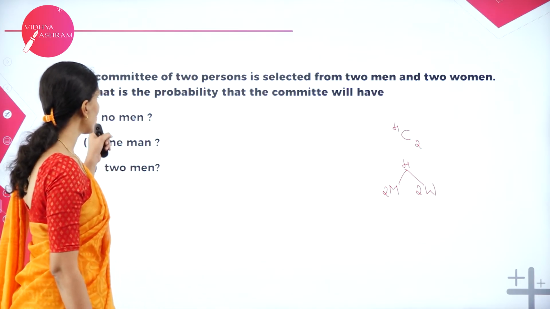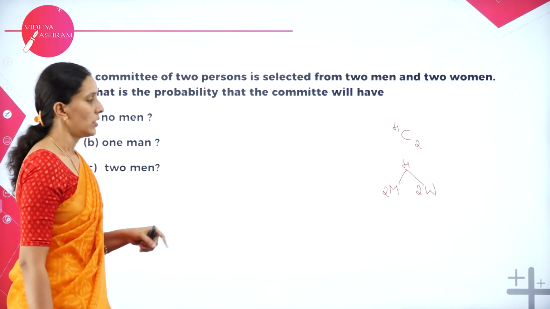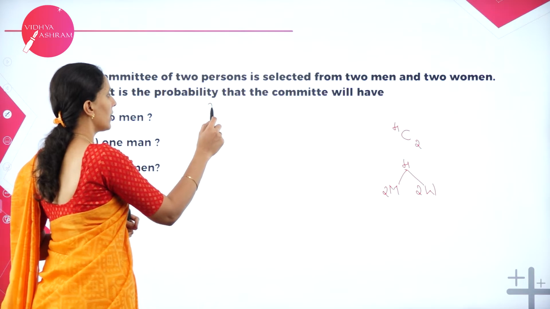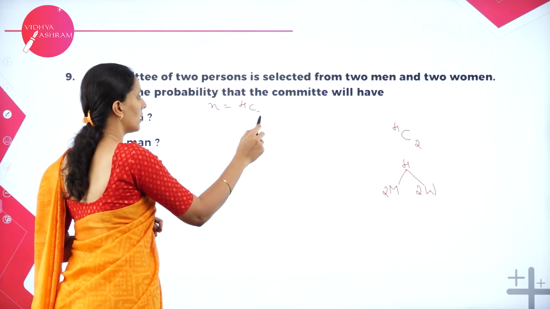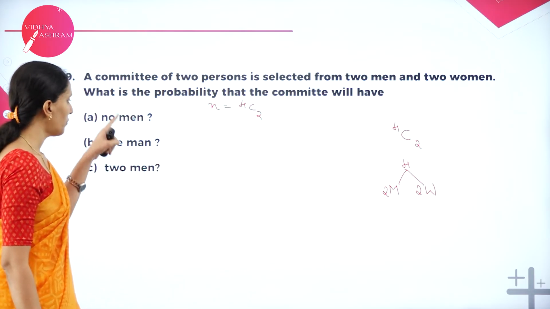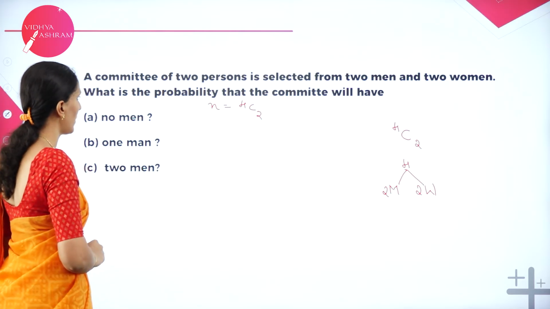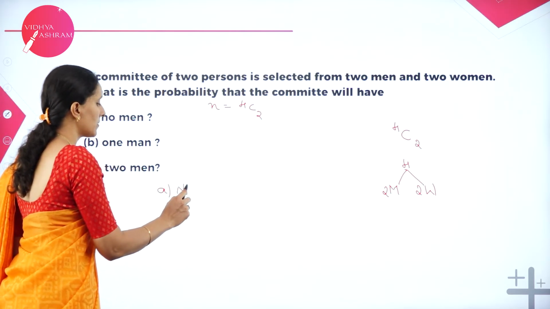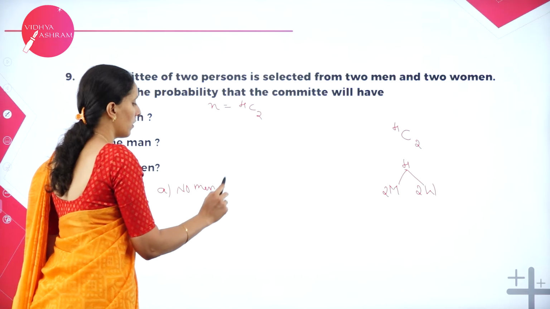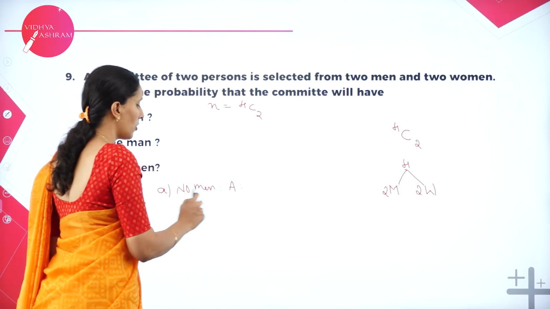So the first case is no men. So here n value is equal to 4C2. Let's find the m value for each case. Let us take the first one. So no men means, let A denote the event no men.